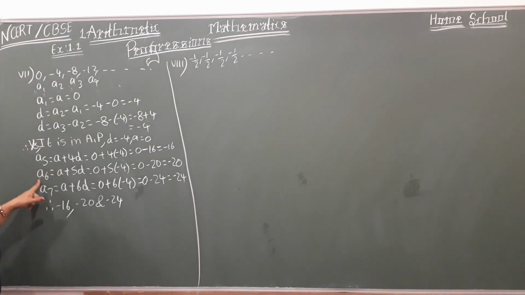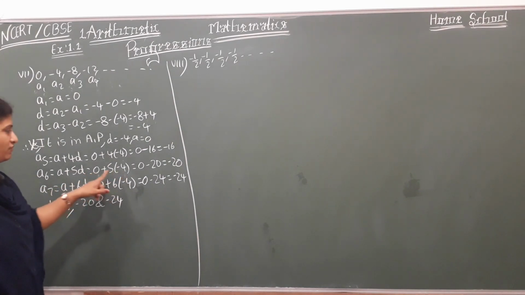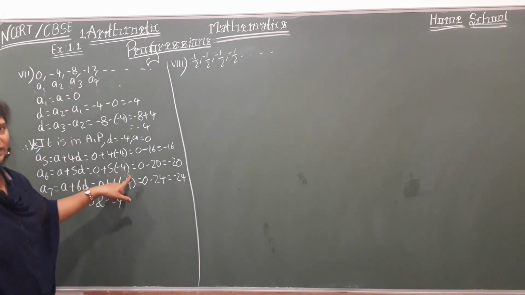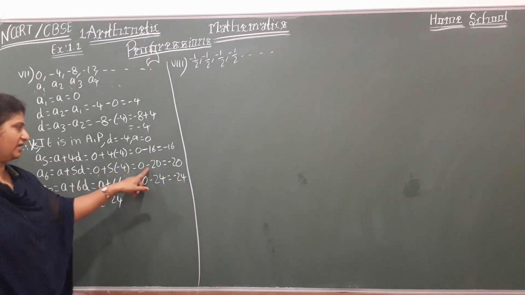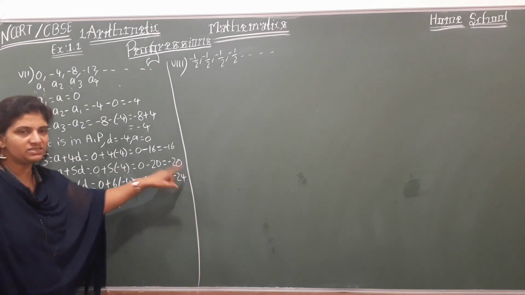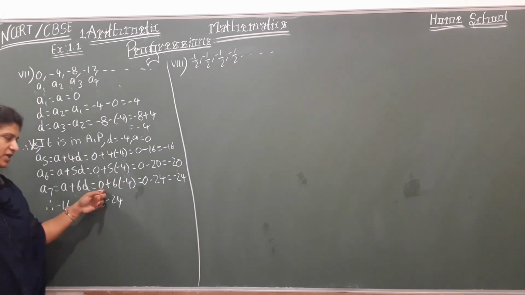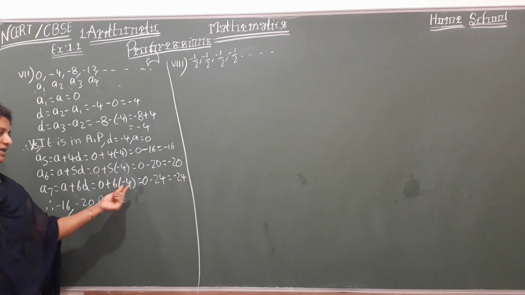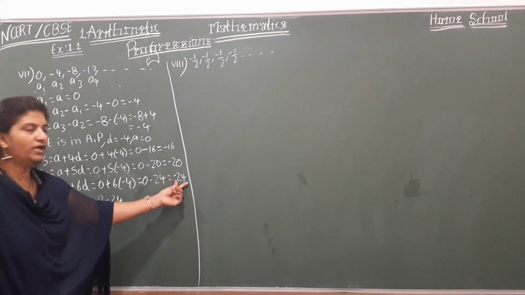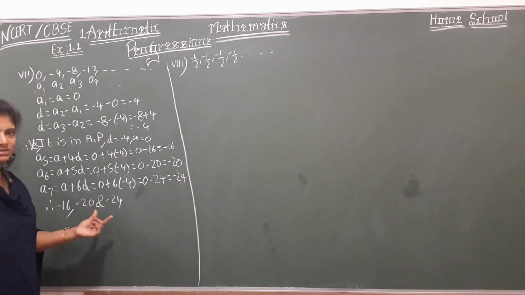A6. What's the general form of A6? A plus 5D. A value is 0, D value is minus 4. 0 plus 5 into minus 4. Plus into minus is minus. 5 4s are 20. 0 minus 20 will be minus 20. What's your last term here? A7. A7 general form is A plus 6D. A value is 0, D value is minus 4. 6 into minus 4 will be minus 24. That is equal to minus 24. Therefore, the next 3 terms are minus 16, minus 20 and minus 24.